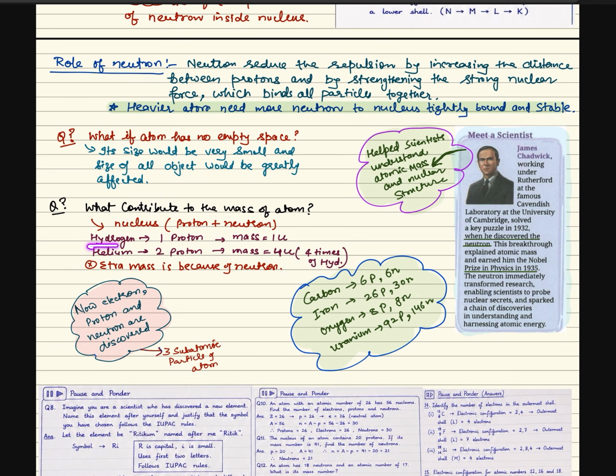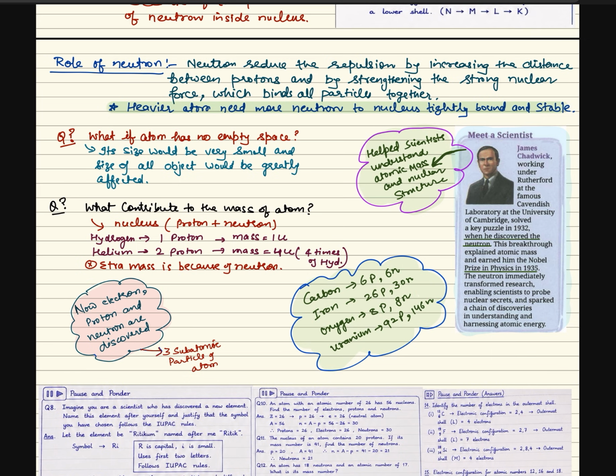Okay, for example, hydrogen has 1 proton and mass is 1 unit. Helium has 2 protons but mass is 4 units. Why is this 4 times that of hydrogen? Because it has extra neutrons. So neutrons contribute to the mass of the atom. Helium has extra neutrons.